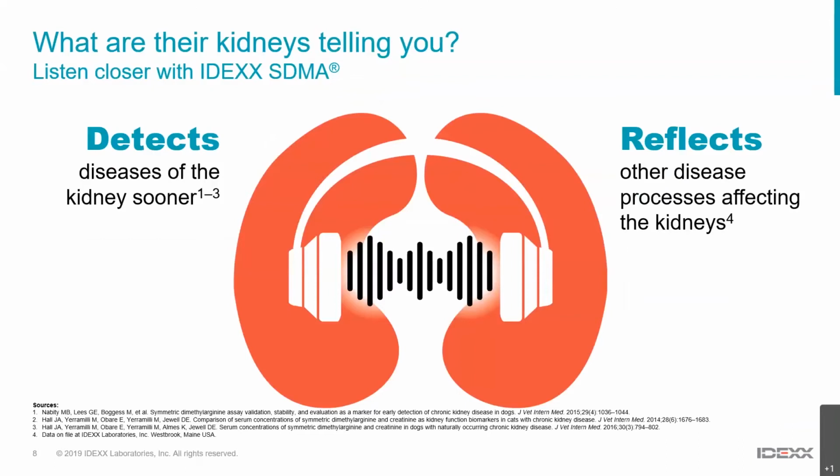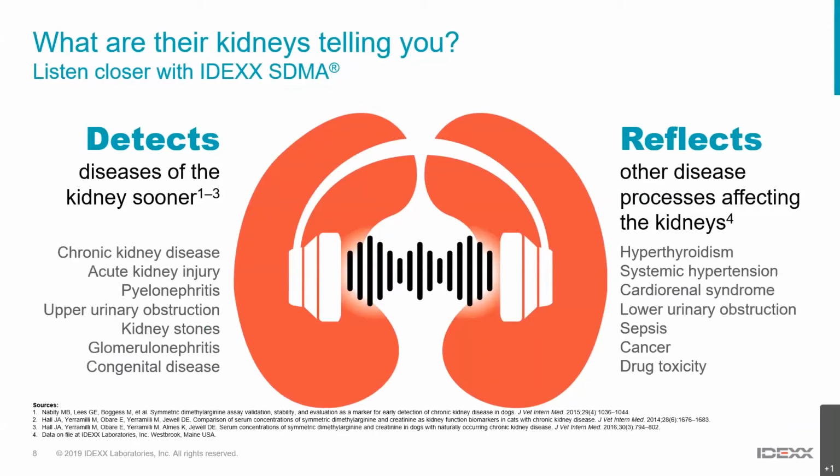SDMA is highly correlated to GFR, and therefore any impairment of GFR can cause an increase in SDMA. So what SDMA is telling us is that it's helping us to detect diseases of the kidney sooner and reflect other disease processes that are secondarily affecting the kidneys. So increased SDMA should inspire us to perform clinical investigation for underlying disease.